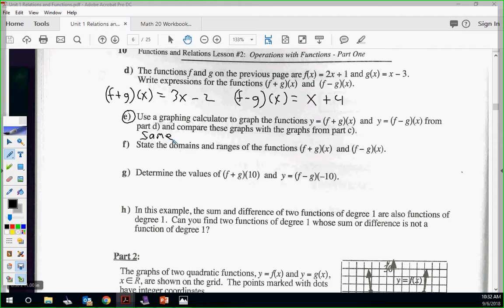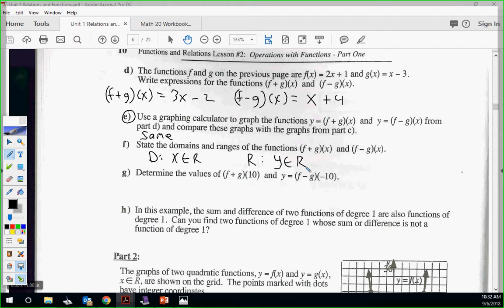The domain and range for these is very simple. The domain is all reals, so you can do x is an element of the reals, or you can do negative infinity to infinity. And the range is the same thing because why? What type of functions are these? What is f plus g and f minus g as functions? You guys should be able to say this right away. Linear. They're linear functions. There's no restrictions on what x can be, and they continuously go up and down. So the range and the x is unlimited.